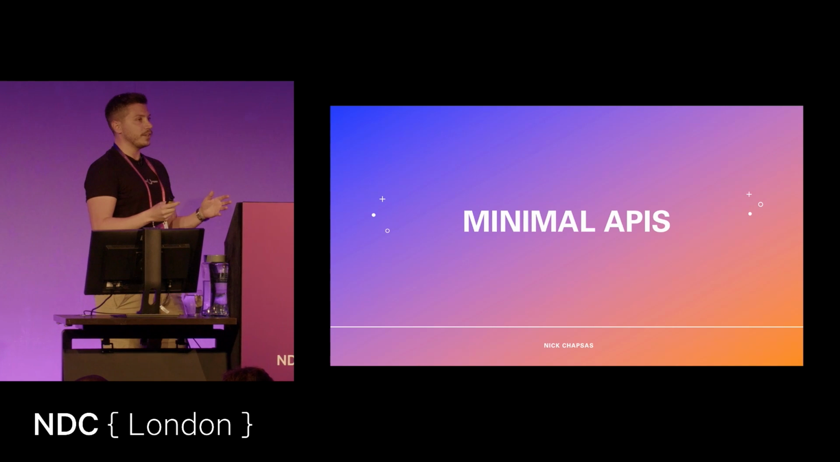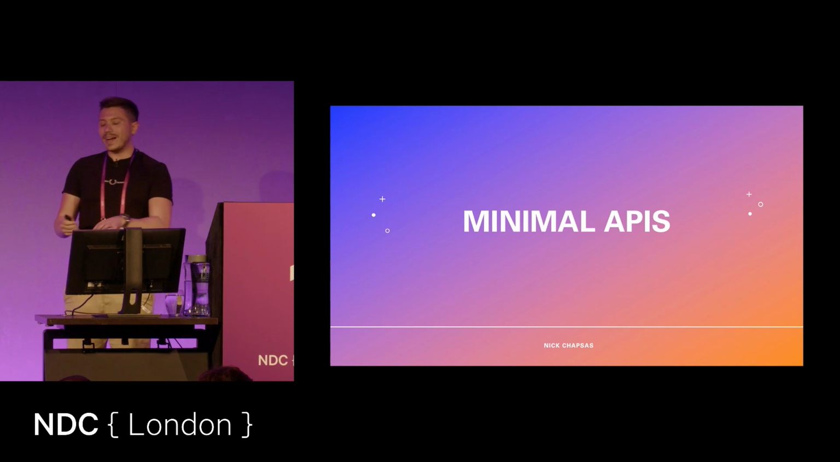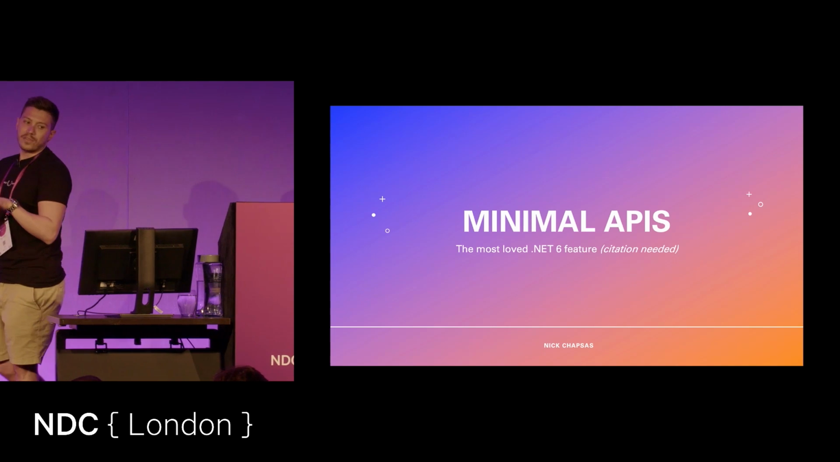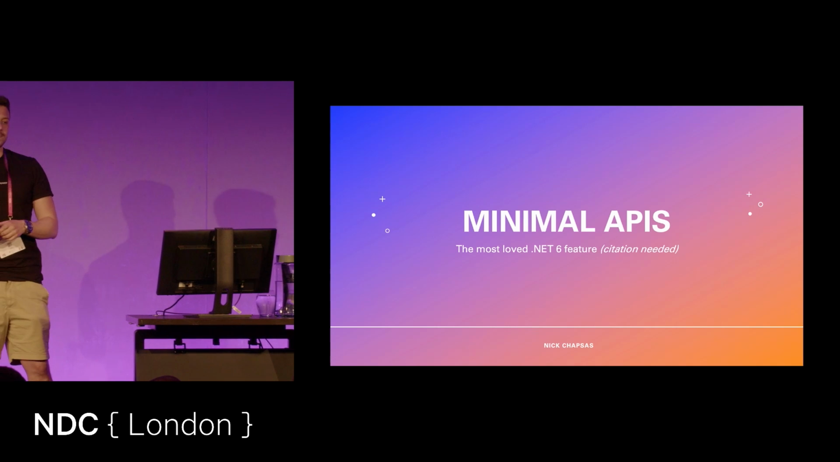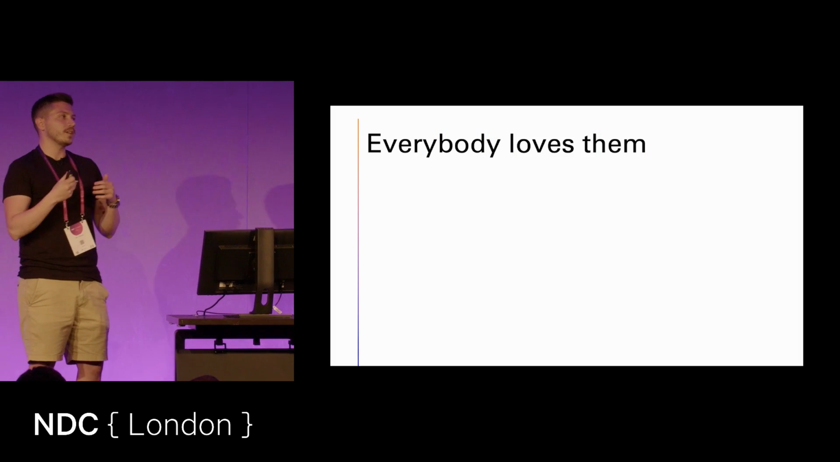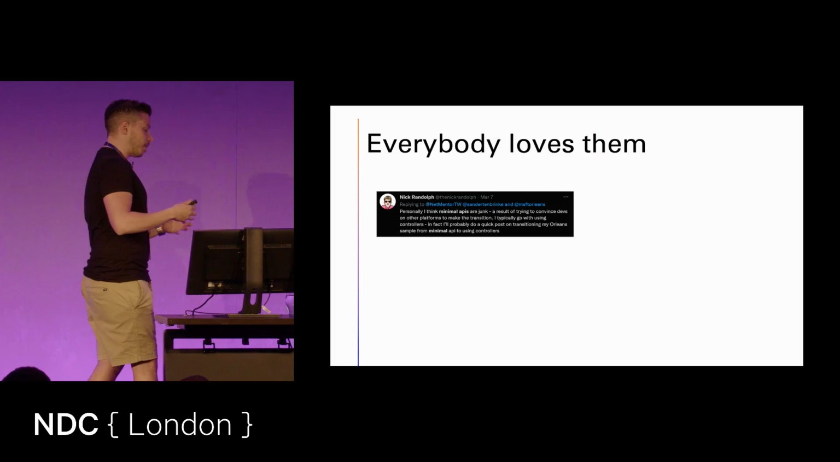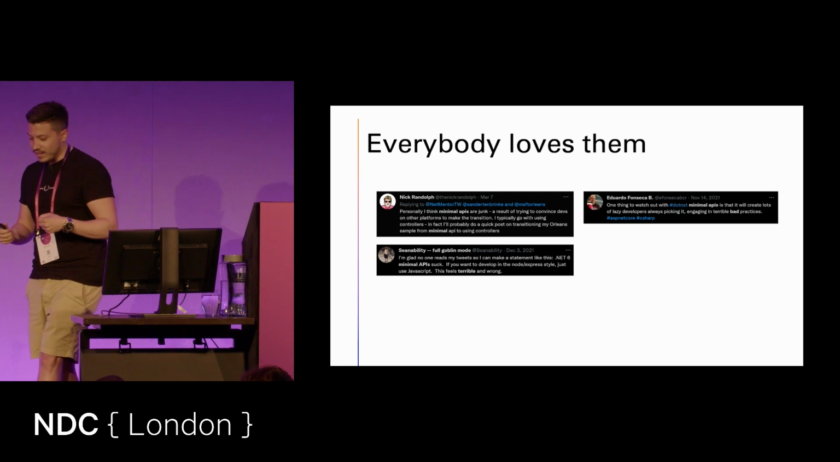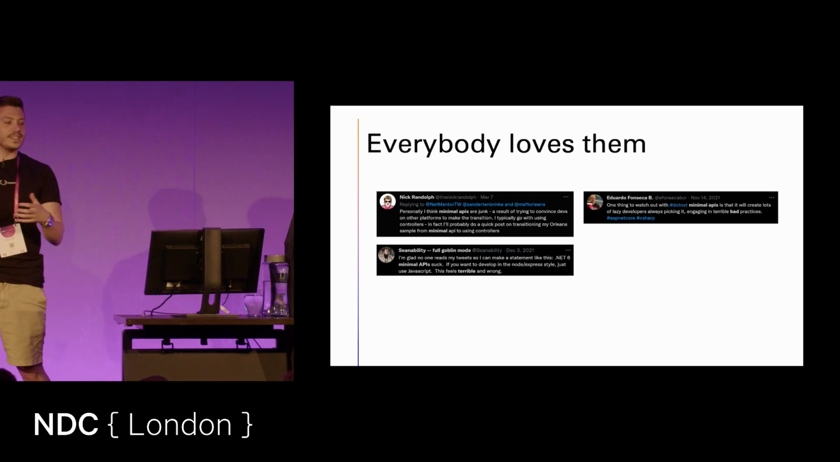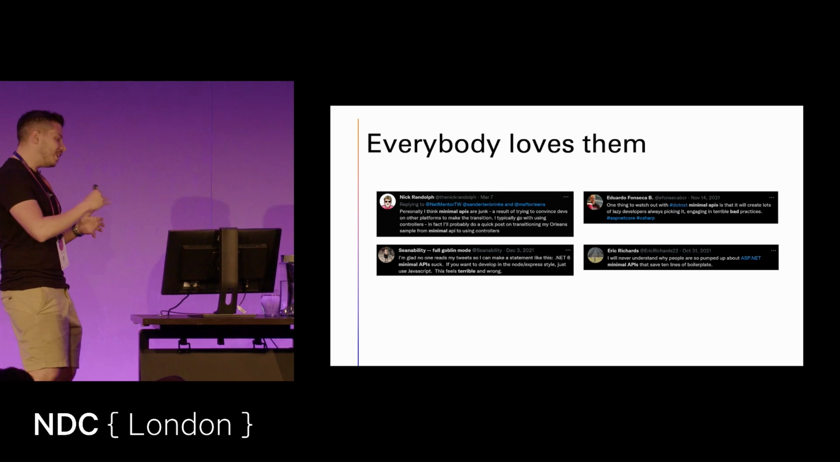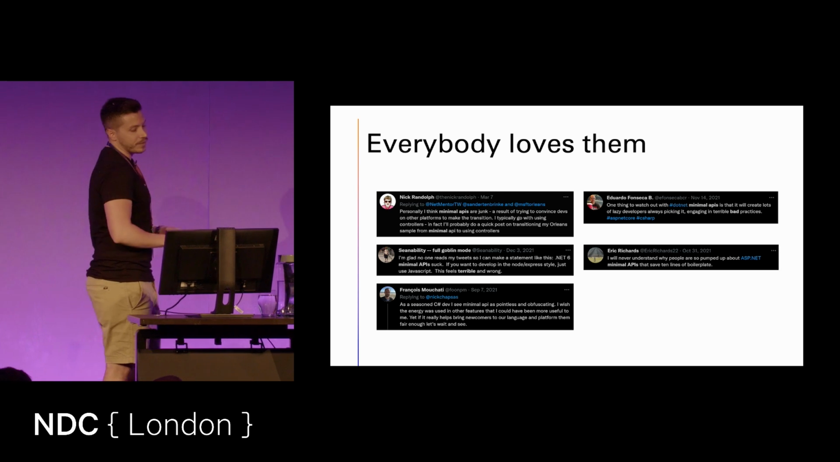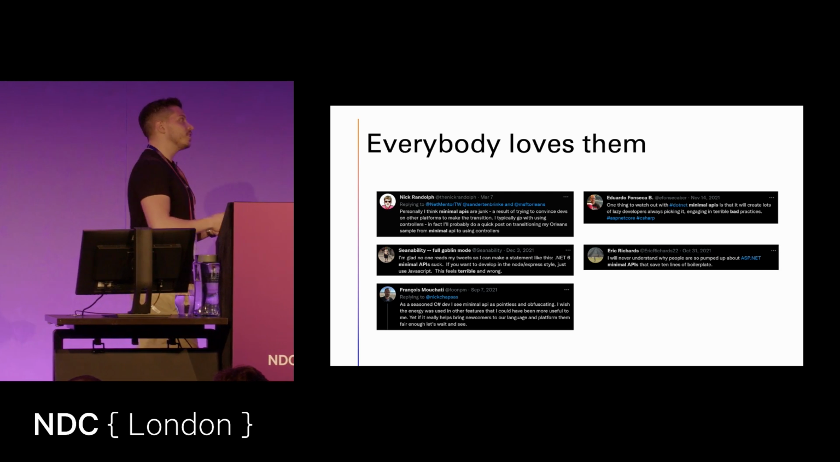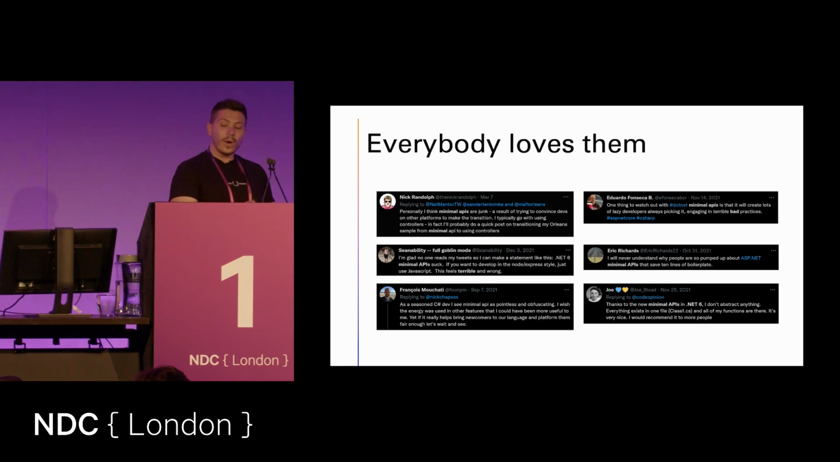Now, in case you didn't know, minimal APIs are by far the most loved feature of the .NET 6 release. Everybody just loves them. It is amazing to see people come together and embrace the simplicity of using minimal APIs, and really thinking that adopting something that other languages have been doing for years and moving away from controllers is something that we really can do in this community. This joke is going for way too long.